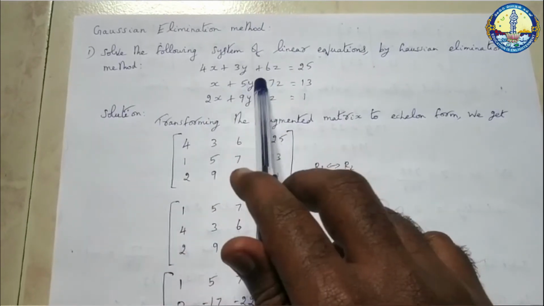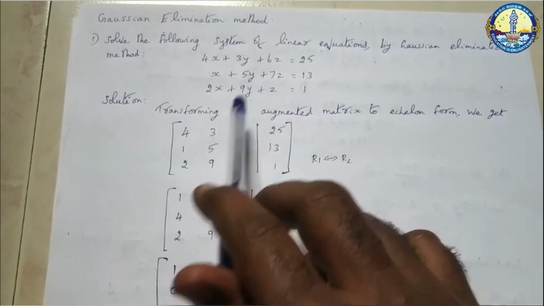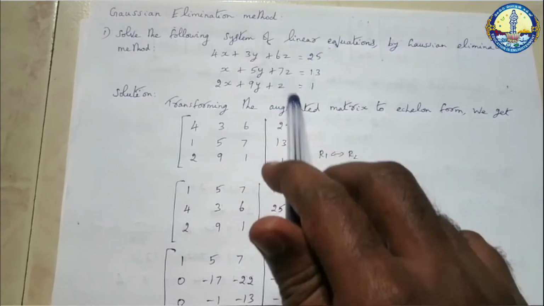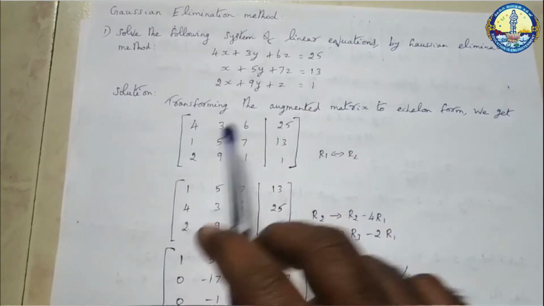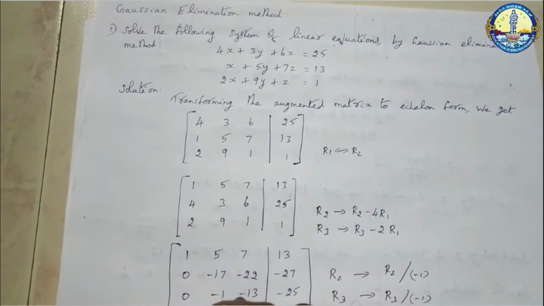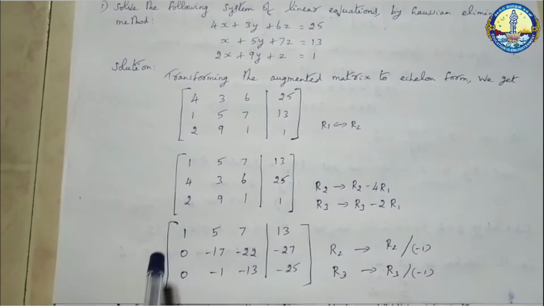X: 1, 5, 7, 13; 2, 9, 1, 1. Okay, to separate this, I just put a bar. This is the augmented matrix. We have to change this into row echelon form. After row echelon form, we'll easily find the solution of the given equations.